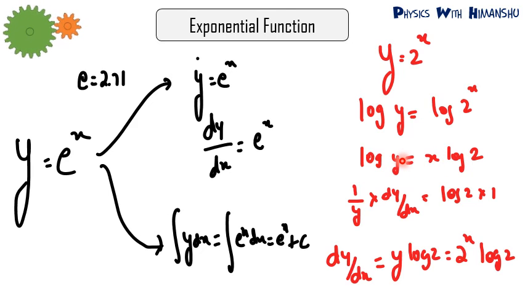Now differentiating with respect to x, we are not differentiating with respect to y, we are differentiating with respect to x. So for log y, the differentiation will be 1 by y, and for y, dy by dx. And similarly on the right hand side, log 2 is a constant and differentiation of x is 1. So y can be sent on that side, so dy by dx will be y log 2. So dy by dx will be 2 raised to power x log 2.